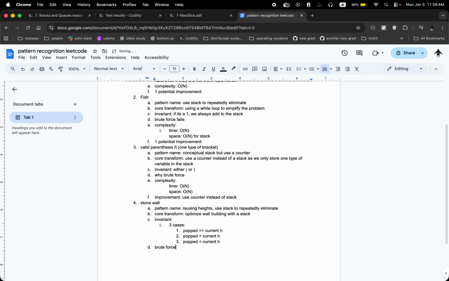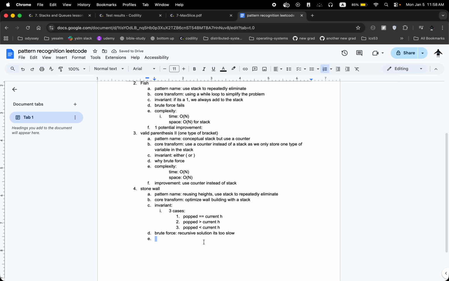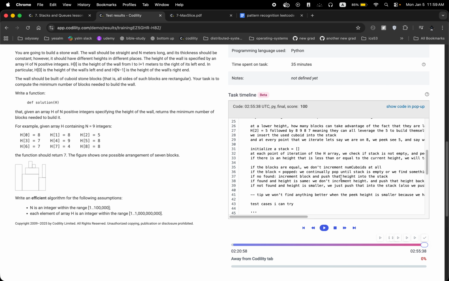Brute force. I don't even know what brute force this is. I guess a recursive solution. It's too slow. The complexity of that would be like at every step you take or not take. It's a 2 to the n complexity for brute force. Potential improvement, maybe.